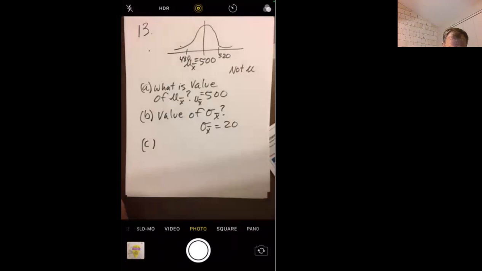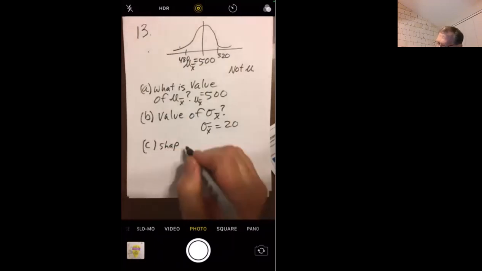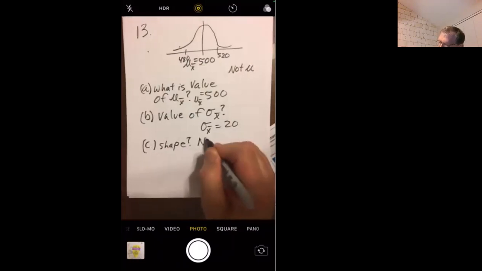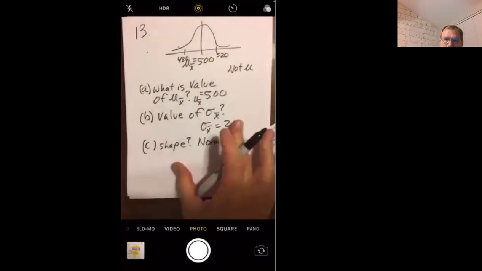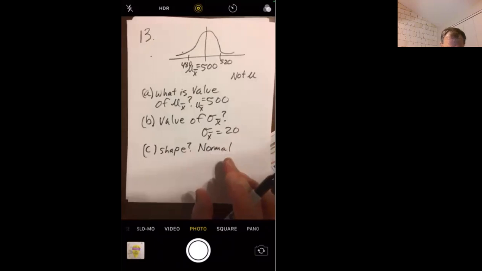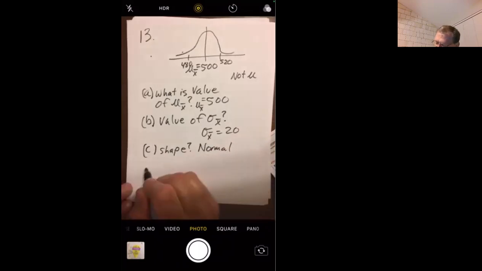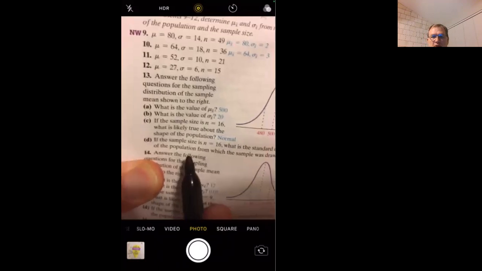All right, C asks what the shape is, or what is likely true about the shape, and it would be normal. You can kind of see they've given you a normal curve, and that's all we work with. And D. Now, D is a little tricky. Your sample size is 16. What is the standard deviation of the population?